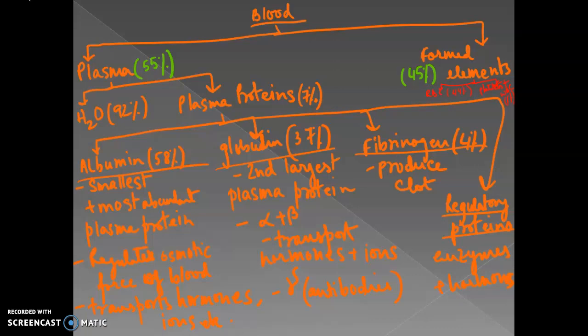And you will get some detail-oriented questions from this slide. So I can ask you questions like, okay, which is the smallest and the most abundant plasma protein? Which plasma protein makes antibodies? Which plasma protein helps to regulate blood osmotic force? Questions like this. So whatever is written down here, everything is important, and I expect you to go over all these.